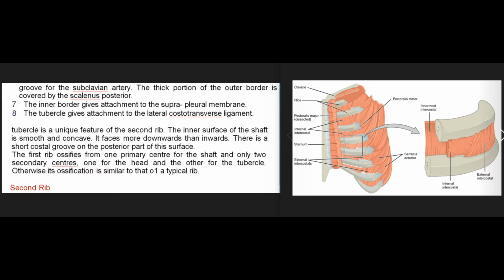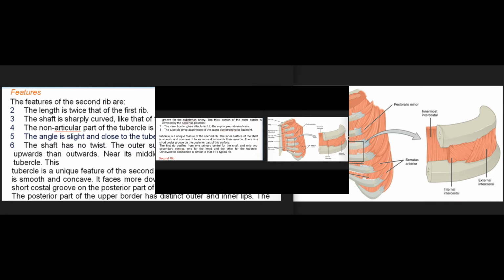The first rib ossifies from one primary center for the shaft and only two secondary centers, one for the head and the other for the tubercle. Otherwise, its ossification is similar to that of a typical rib.